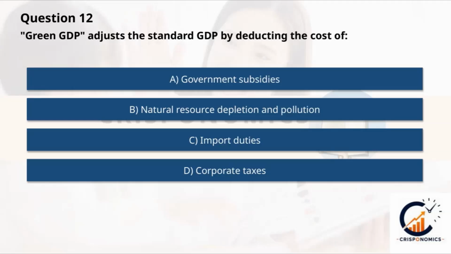Green GDP gives us a clearer picture by adjusting the standard GDP to account for environmental costs. It deducts expenses like government subsidies that might encourage harmful practices. It also factors in natural resource depletion and pollution, the hidden costs of economic growth. Import duties and corporate taxes are part of the broader economic picture, but green GDP focuses on the environmental impact, helping us see growth in a more sustainable light.